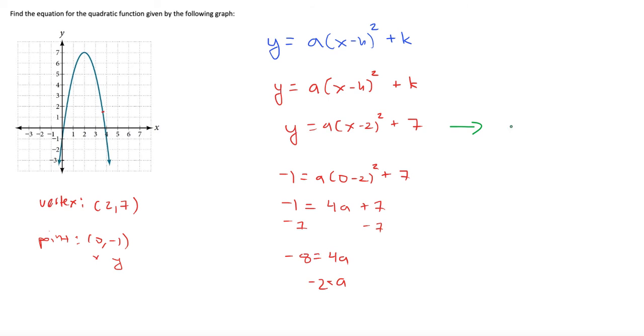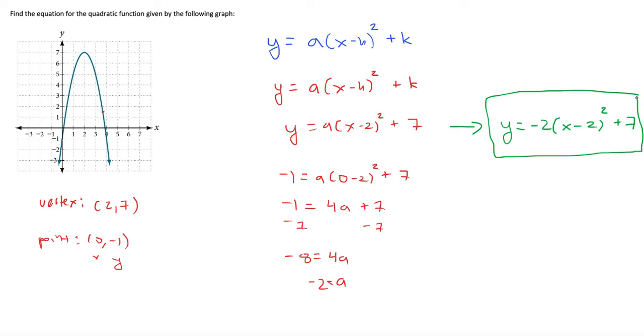Now we know what a is. We know that y equals -2 times (x minus 2) squared plus 7. This is going to be our final answer. You have to be careful with the steps here. First, we started out with the vertex form. We plugged in the vertex, which in this case is (h, k). Then we used a point on the graph, plugged in the x and y value to solve for a, and then rewrote the final answer with h, k, and the a value.